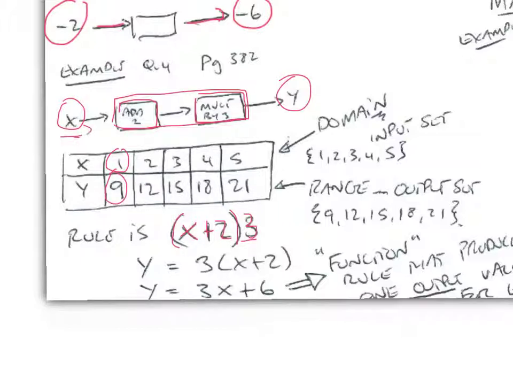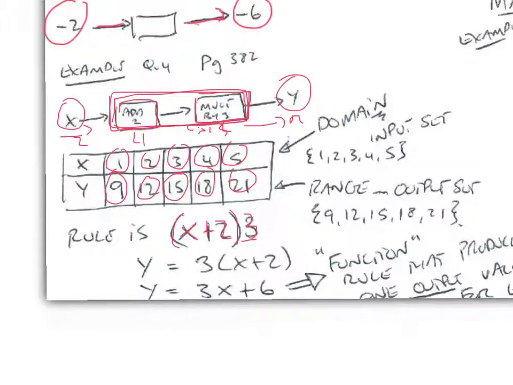If we put in 2, 2 plus 2 is 4, times 3 is 12, and so on. So for each input x we get an output y. Input, output, input, output, as a result of putting it through this function machine.